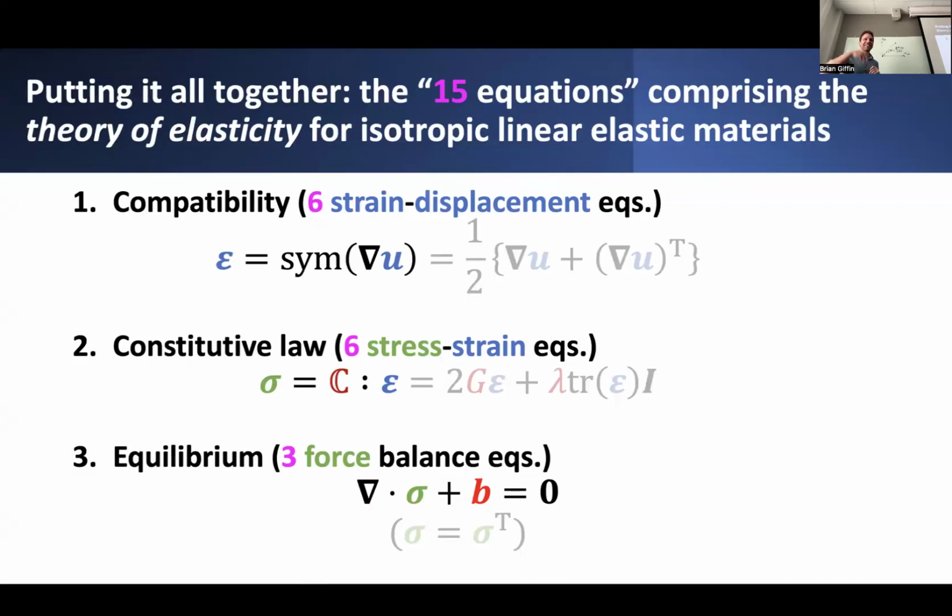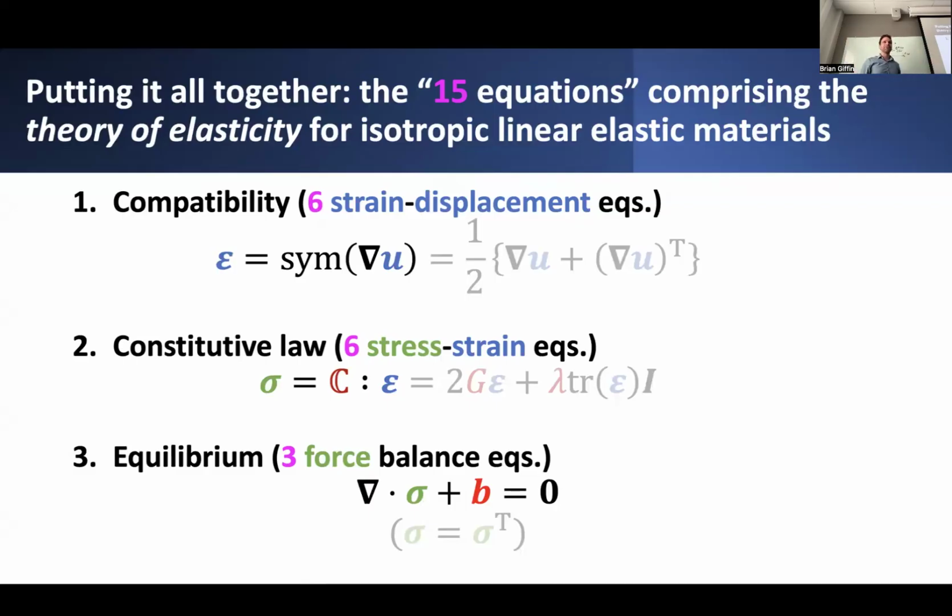Then we had the constitutive law, the second part of chapter 2, the relationship between stress and strain. We could write it in terms of this fancy tensor notation that we've established, or in the case of isotropic elasticity, we could represent it in this more compact representation. So that gave us 6 equations, or relationships, between the 6 independent components of strain and the 6 independent components of stress. If you're keeping count here, there's now a total of 12 equations that we've established from these 2, the strain-displacement relationships and the stress-strain relationships.